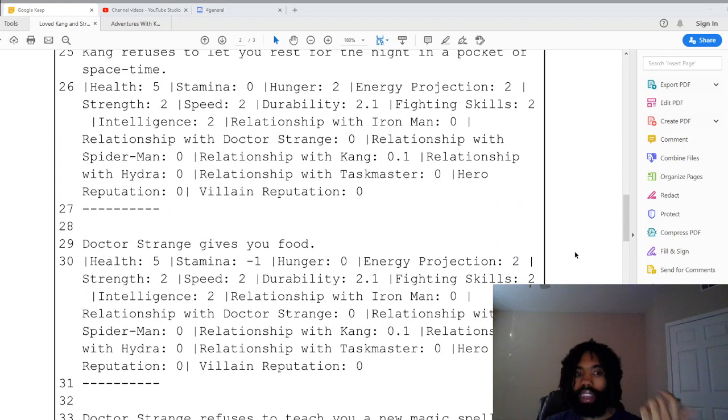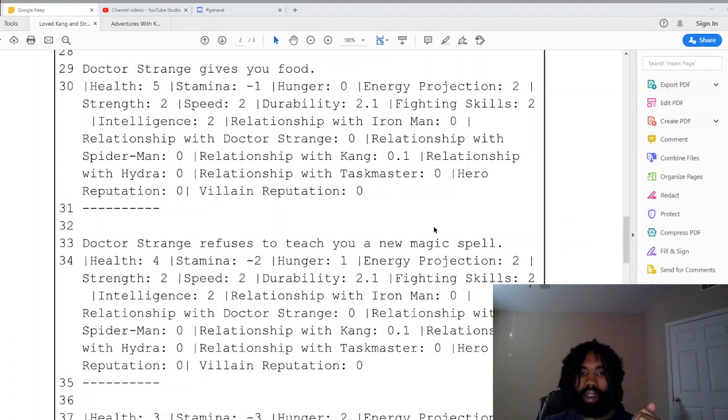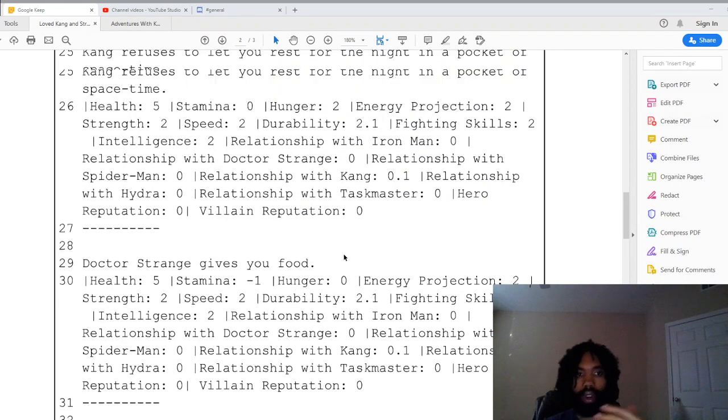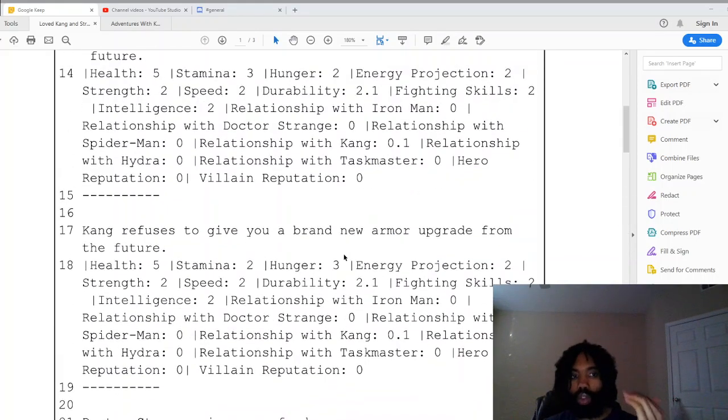The next thing that they do is they once again ask Doctor Strange for food, allowing them to shrink their hunger value to 0, which is nice, because whenever your hunger is below a certain point or your stamina is above a certain point, you start to actually gain health over time. But sadly, they're in a state of fatigue, so the health gain is fighting against the health loss of the fatigue, so it only goes so far. The next thing they do is they ask Doctor Strange to teach them a new spell, and Doctor Strange once again refuses.